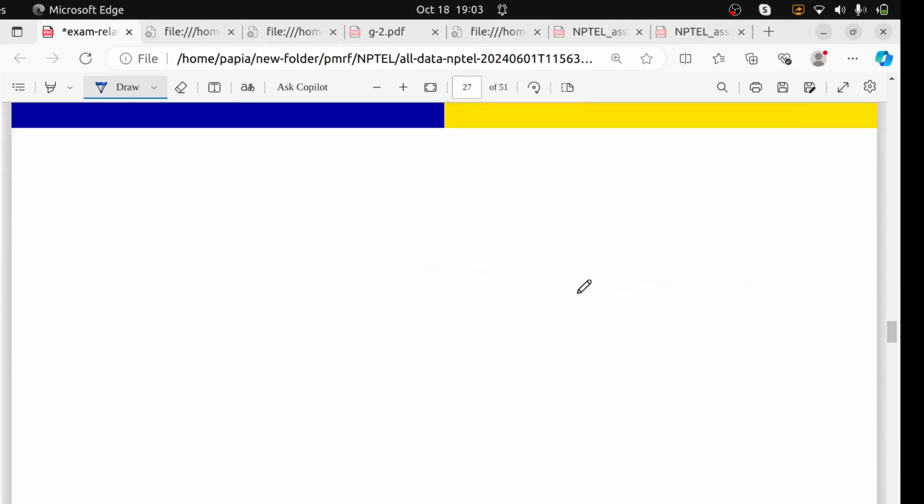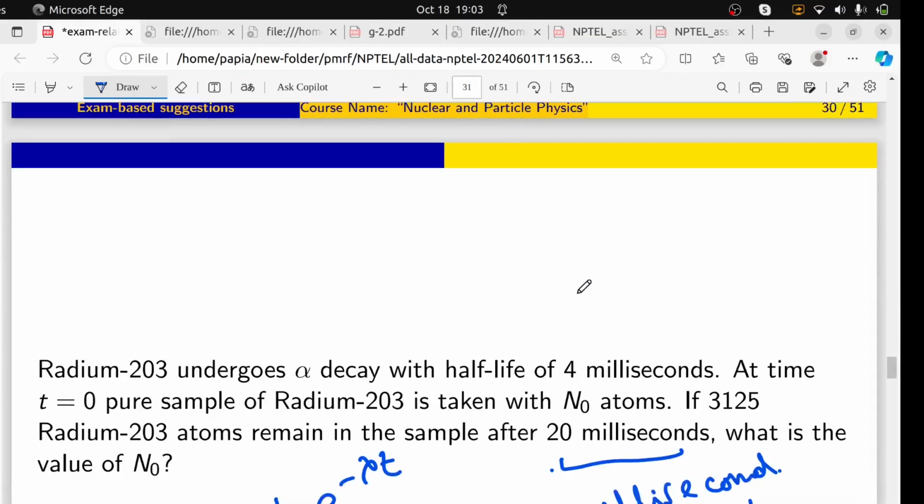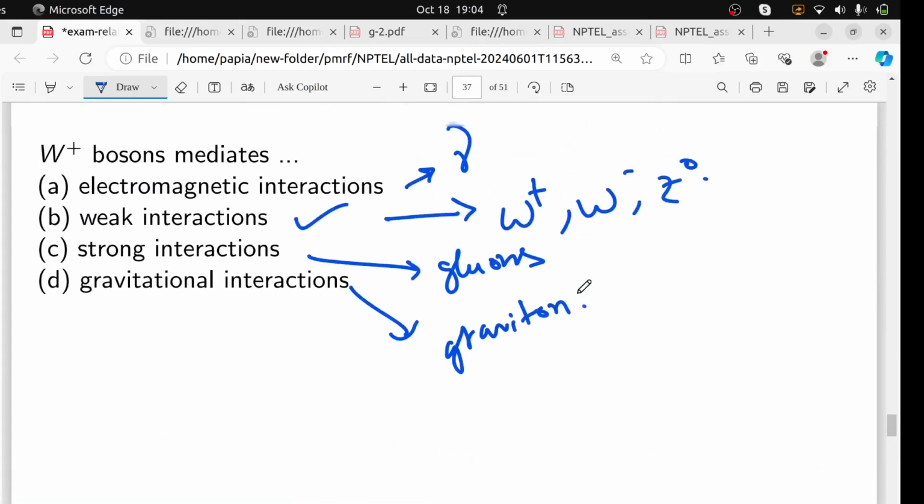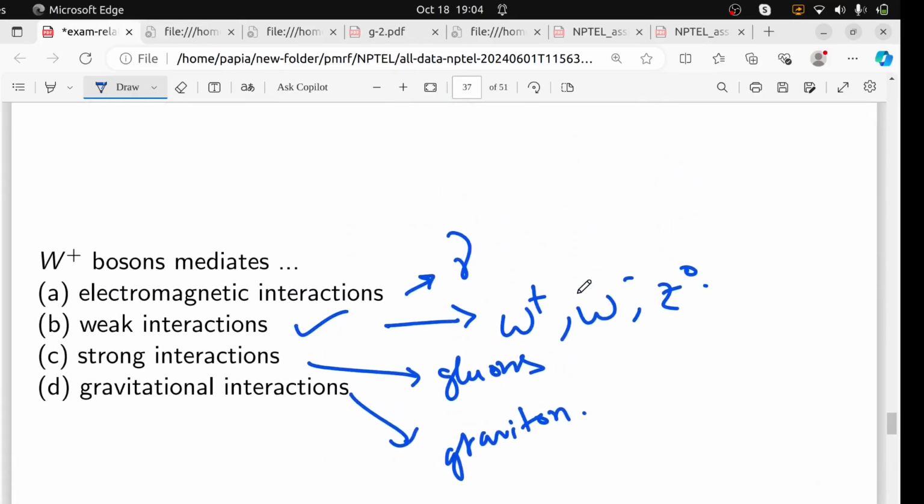This W plus was there, na? There was a question of W plus mediates. So these types of questions can be there. Very simple, very straightforward question: the W plus boson mediates which interaction. That type of question can be there in the 15 questions. Okay.